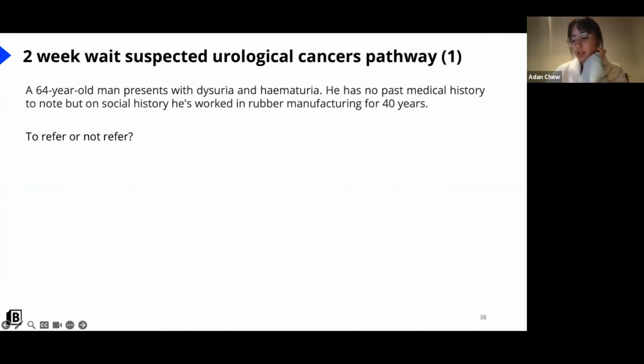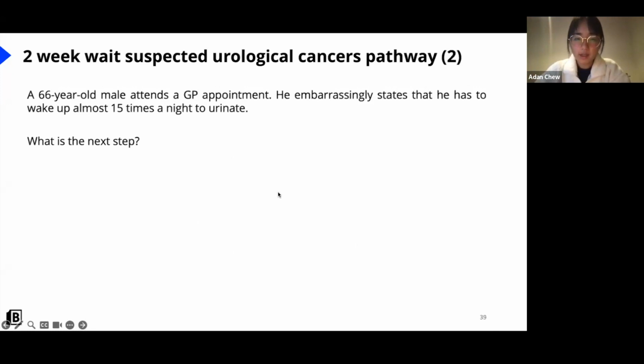I know that we're running a bit short of time, so I'm going to speed up a little bit. So yes, this case is quite obvious. He's got unexplained hematuria, and the majority of you have gotten it correct. We would refer this patient. And rubber manufacturing is a risk factor for bladder cancers. So definitely we would be referring this patient.